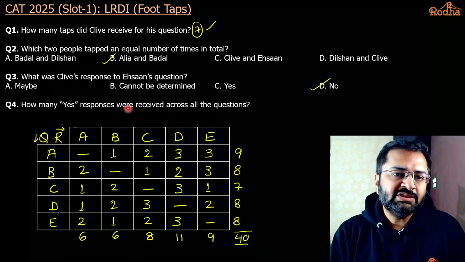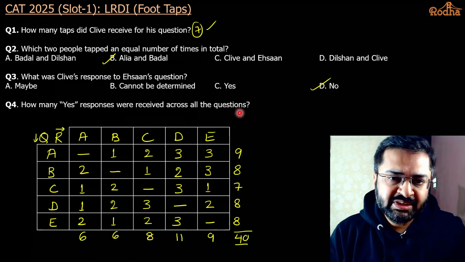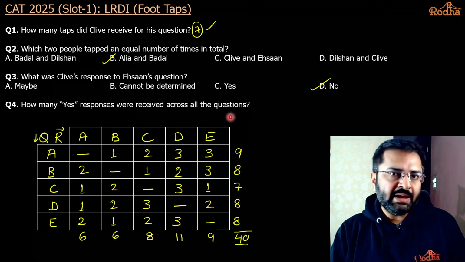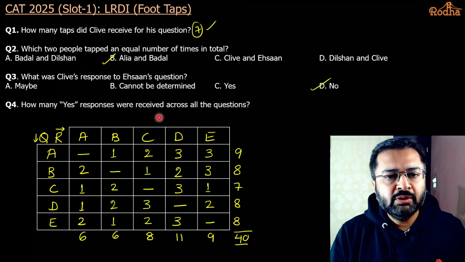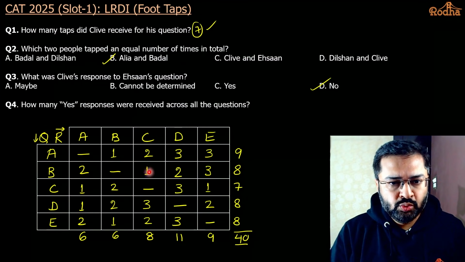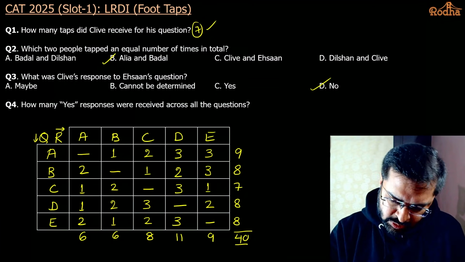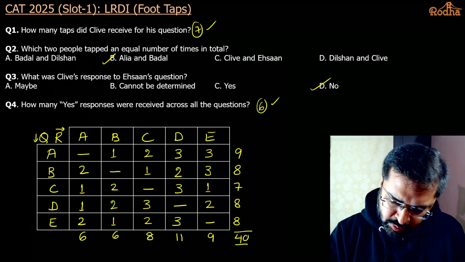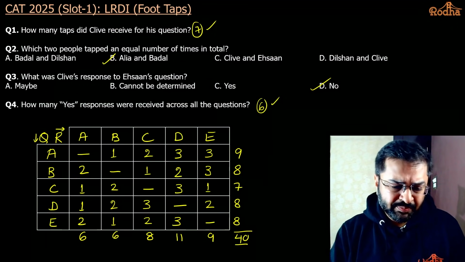And how many yes responses were received across all the questions? How do we know if it's a yes response? By 1. 1 tap is yes, 2 taps is no, and 3 taps is maybe. So we just have to count the number of ones in this grid. This is 1, this is 2, 3, 4, 5, 6. There are 6 such responses. So the answer becomes 6.